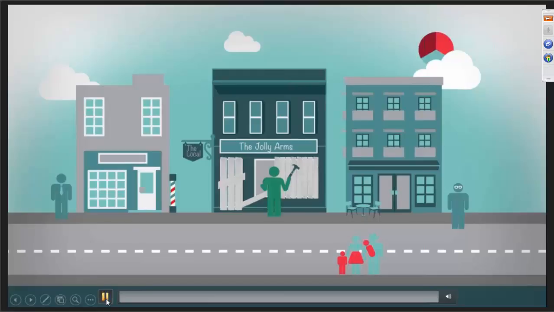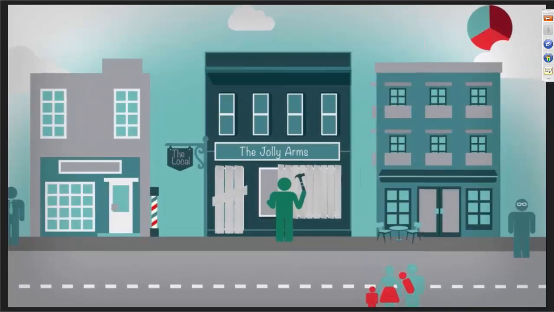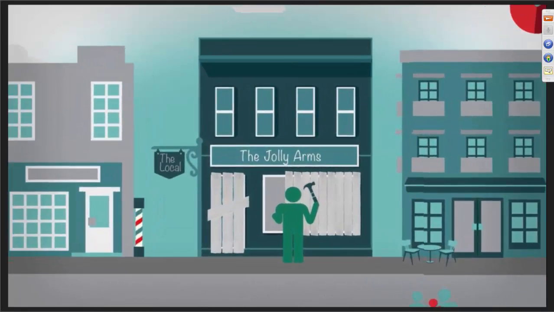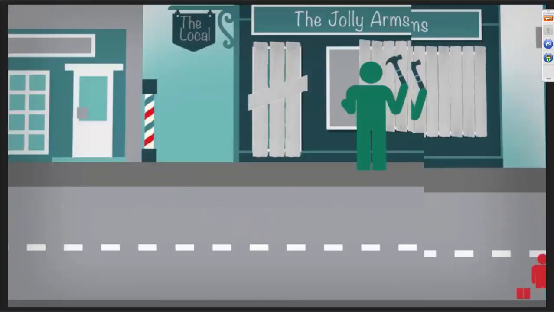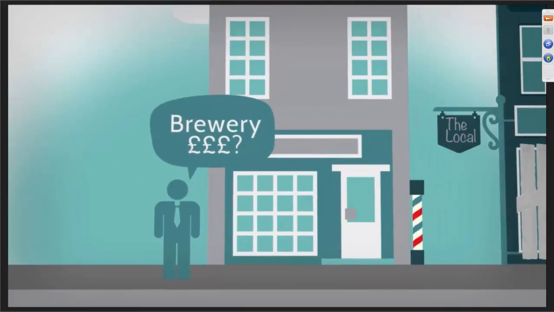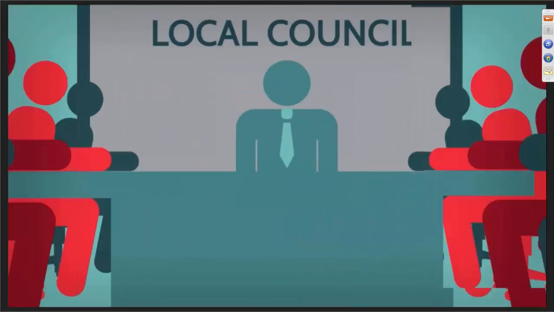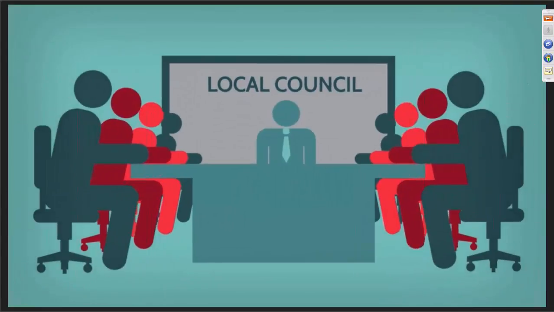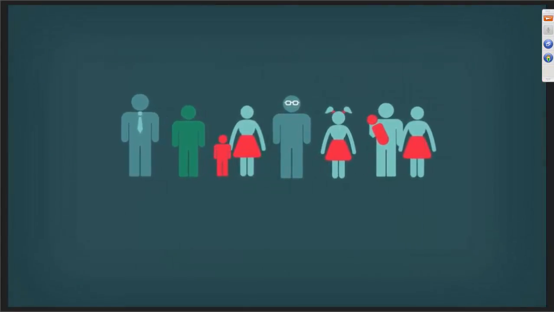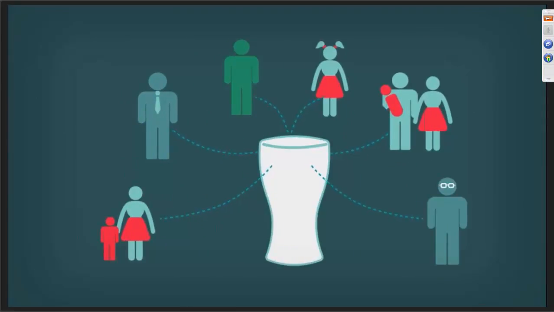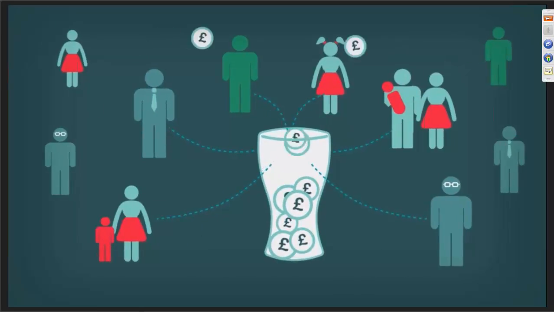Once upon a time, there was a community that didn't want the last pub where they lived to close down. They had great ideas about how it could be much more than a pub, but they needed money to make their dreams come true. The banks didn't think the community could make it work, and the local council didn't have any money to spare. But there was a group of people who did believe in them. Themselves. If they all pulled together, they could pool their money, from the well-off to the not-so-well-off.